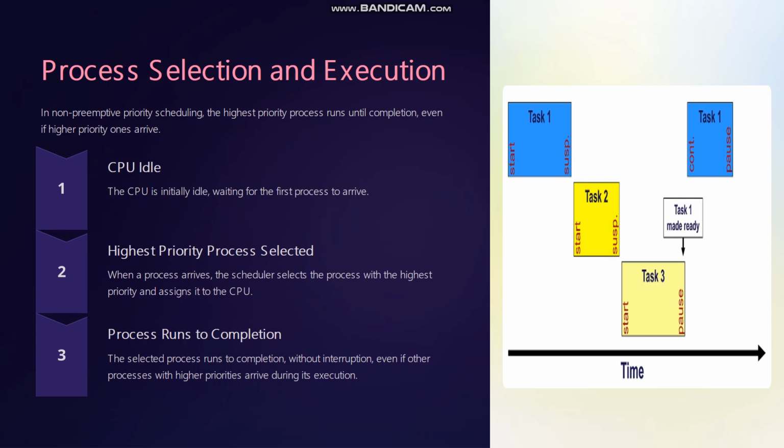Highest priority process selected. When a process arrives, the scheduler selects the process with the highest priority and assigns it to the CPU. Process runs to completion. The selected process runs to completion without interruption, even if other processes with higher priority arrive during its execution.